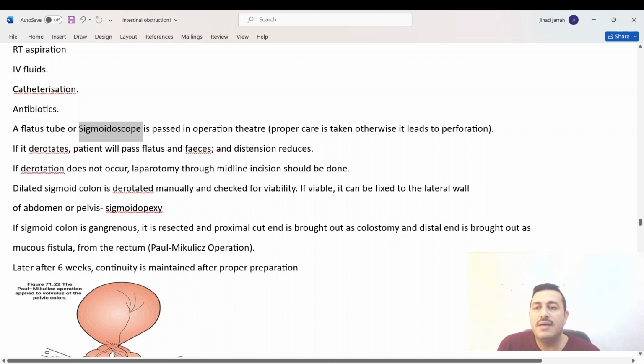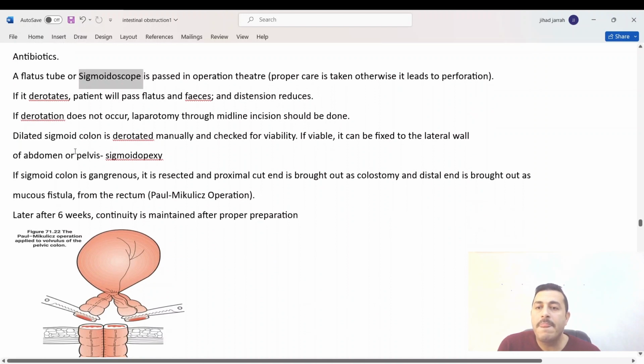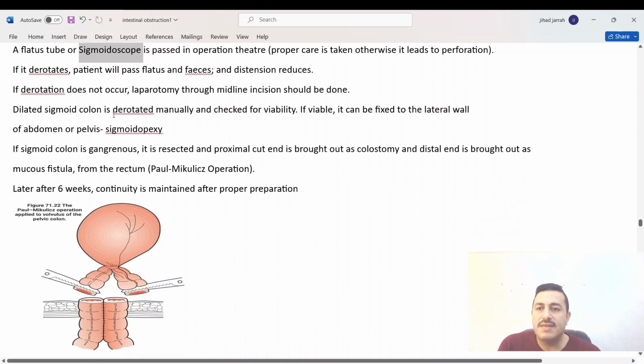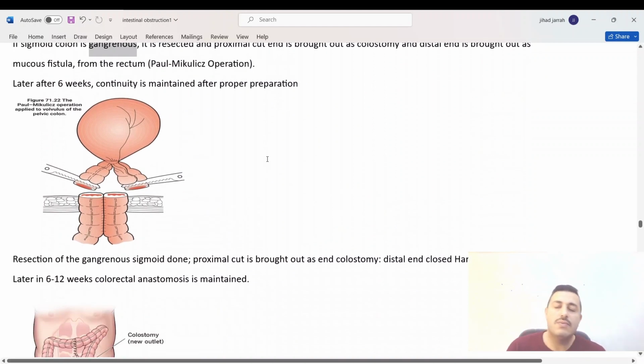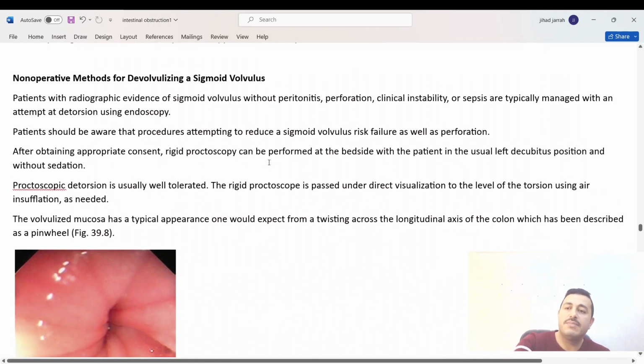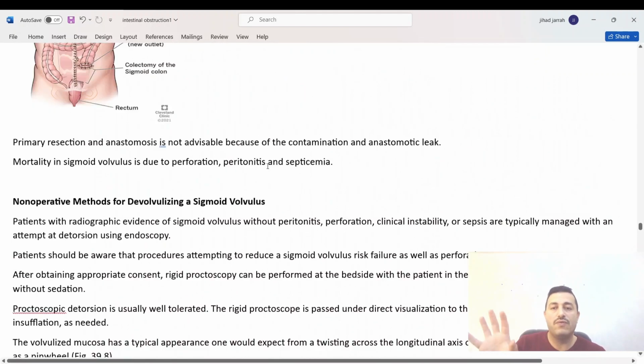If the patient passes flatus and feces, the distension will reduce. We will discuss this item. We can proceed to sigmoidopexy. If there is evidence of gangrene, we have to proceed for surgery. I'm not concentrating on how we can detorse it, because after a minute we will discuss the non-operative method of devolvulizing the sigmoid volvulus and you will understand.